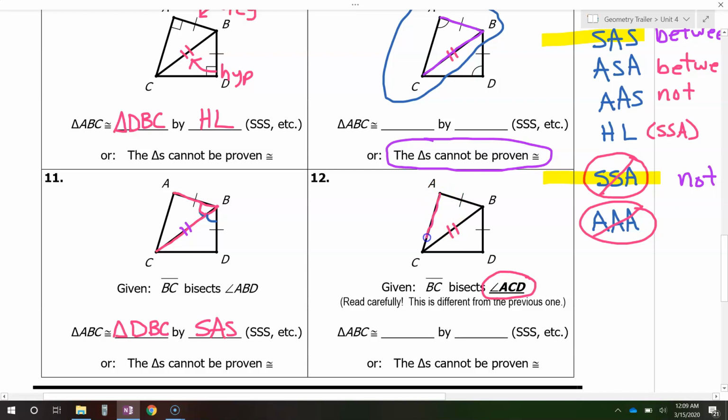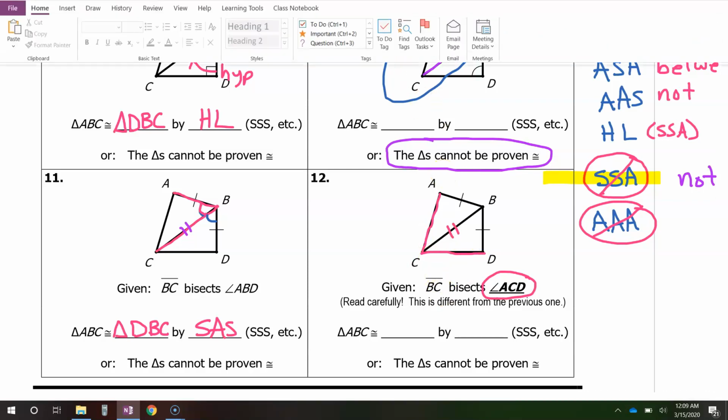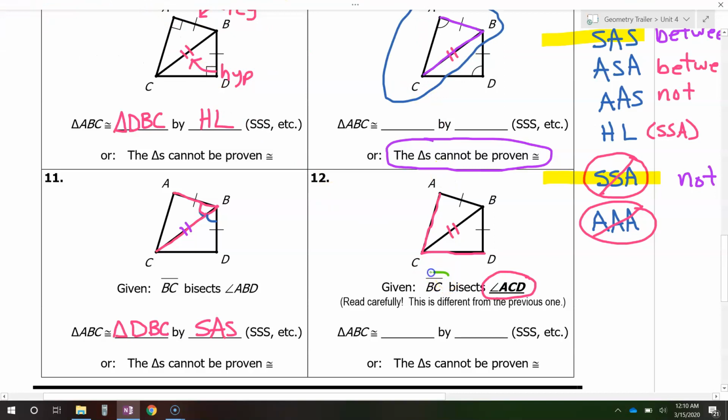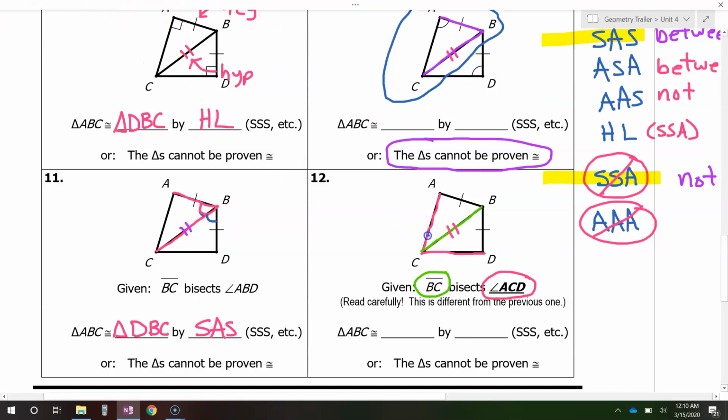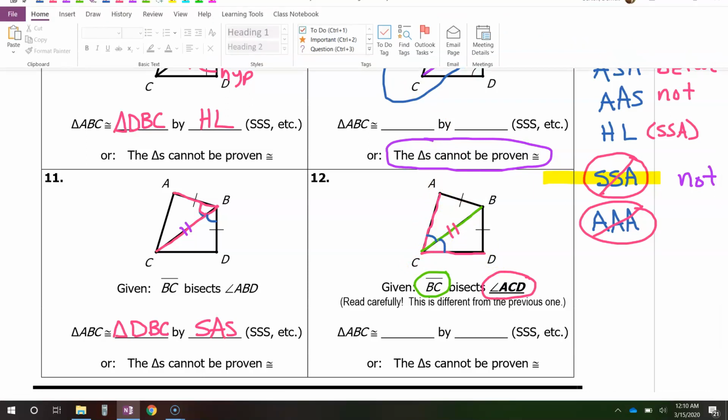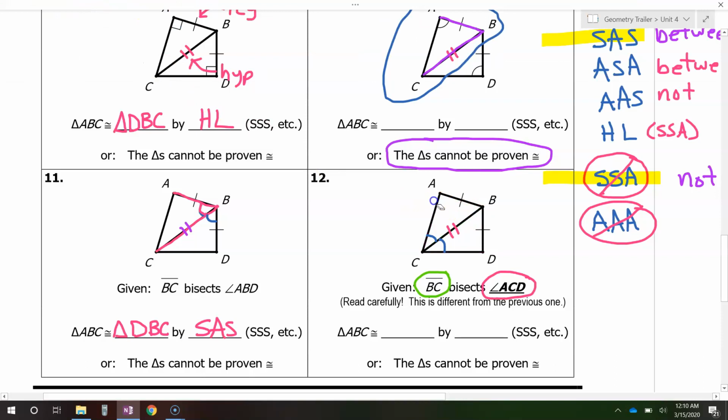Angle ACD is this red angle. Now, segment BC is bisecting this, cutting it in half. So here comes BC, that's cutting the red angle in half. So on the previous problem, it was these two angles that were congruent. But on this problem, it's going to be these two angles that are congruent down here. All right, because we're cutting this angle in half this time. All right, let's erase these extraneous marks.